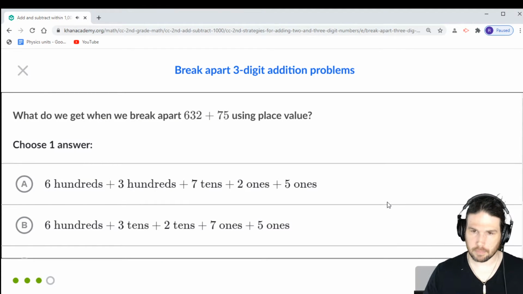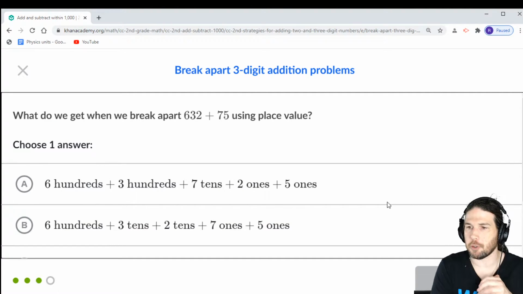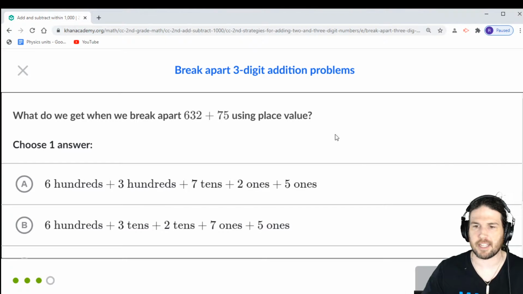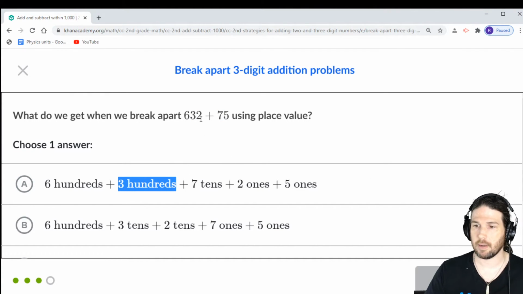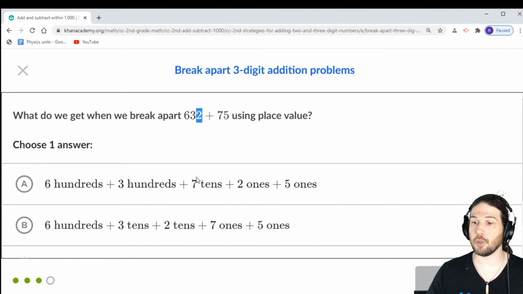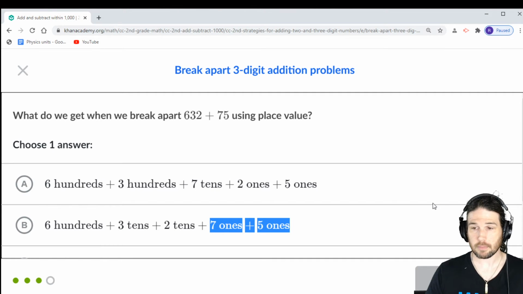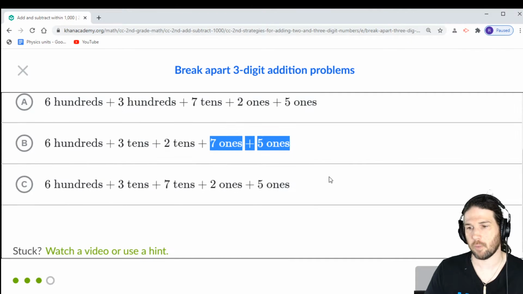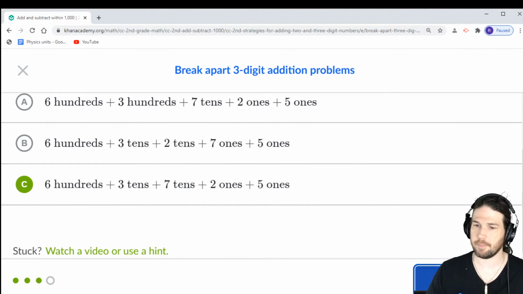Moving on. What do we get when we break apart 632 plus 75 using place value? Well, we have 6 hundreds. We have 3 tens and 7 tens, which is why A is wrong, right? It says 3 hundreds. And then we have 2 ones and 5 ones, which is why B is wrong, because it says 7 ones and 5 ones. The answer is C. And that's that.